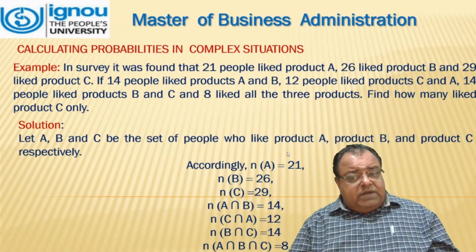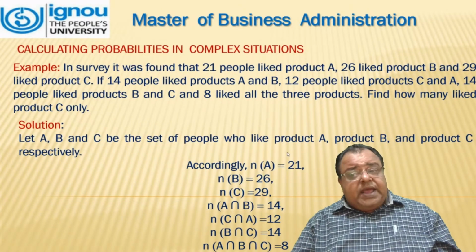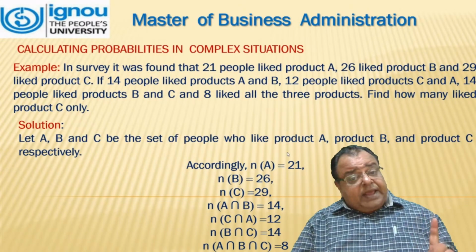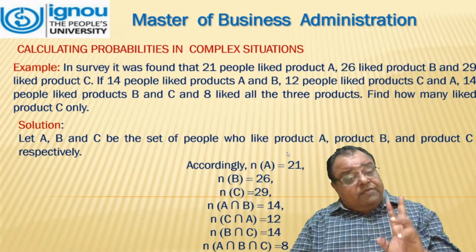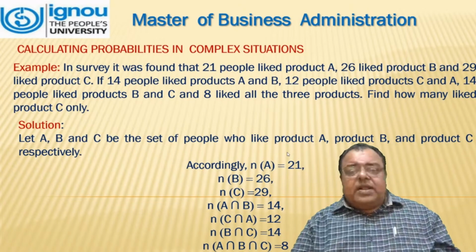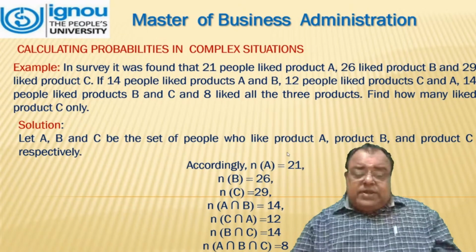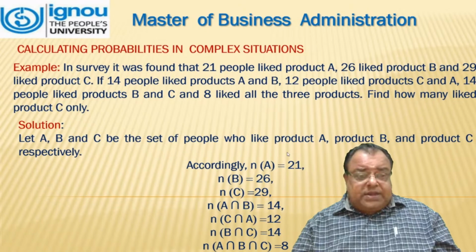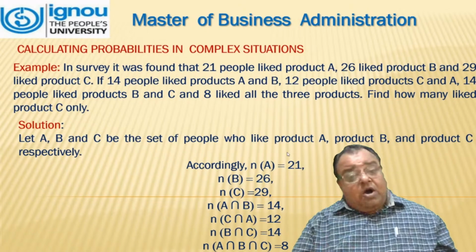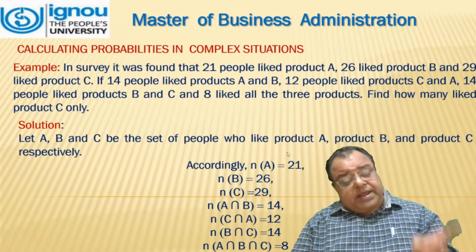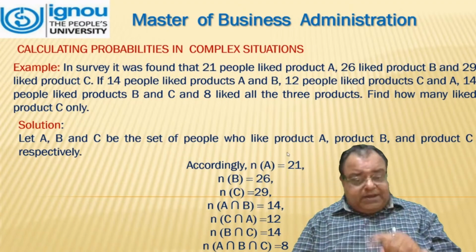N(A) is equal to 21, N(B) is 26, N(C) is 29, and N(A intersection B) means 14 people like products A and B, that is intersection, 14. And N(C intersection A) is 12, and N(B intersection C) is 14. And all three liked by, that means it is denoted by N(A intersection B intersection C), is equal to 8.